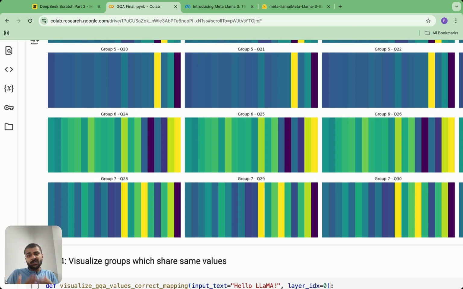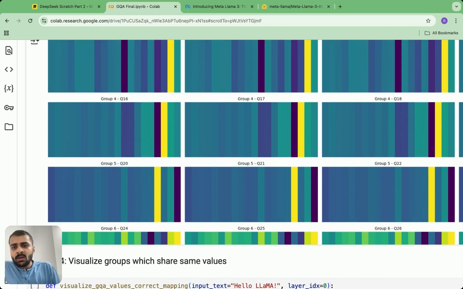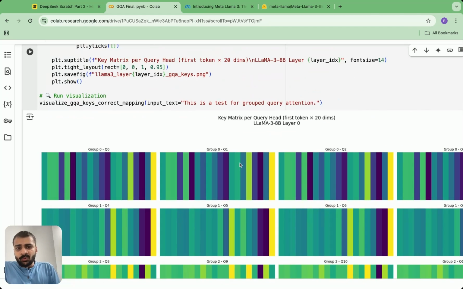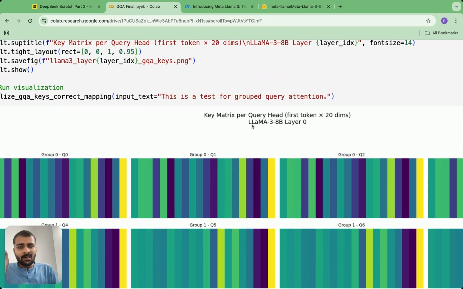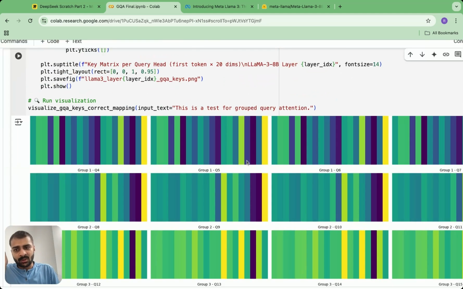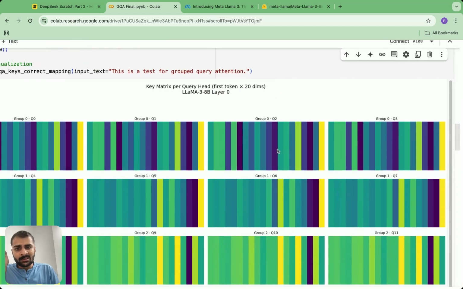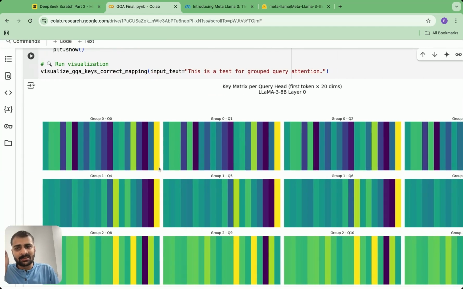That's the advantage of GQA over MQA, especially in terms of the diversity which we discussed, capturing more context, doing well with respect to understanding perspectives, etc. So I hope this visual makes it clear to you that Llama 3 8 billion uses grouped query attention, because in each group you will see that the key matrices are exactly the same.